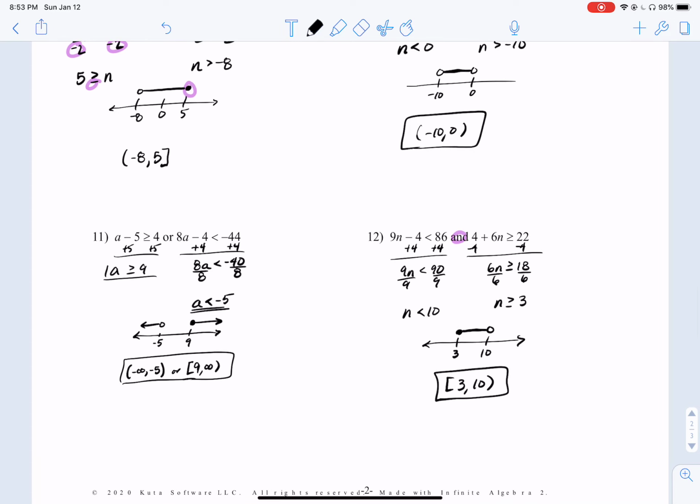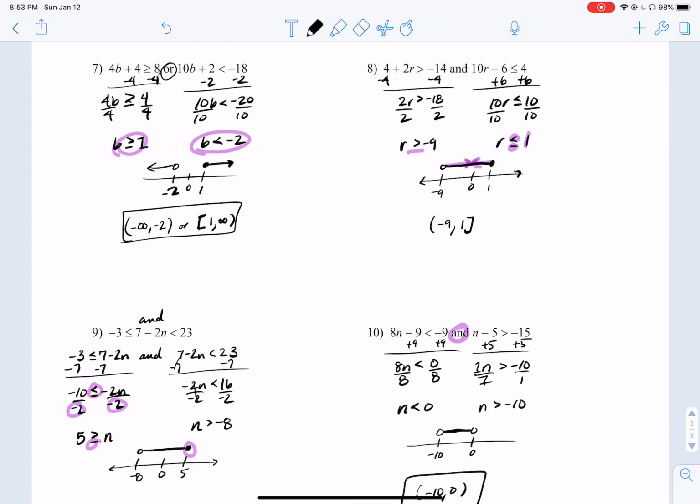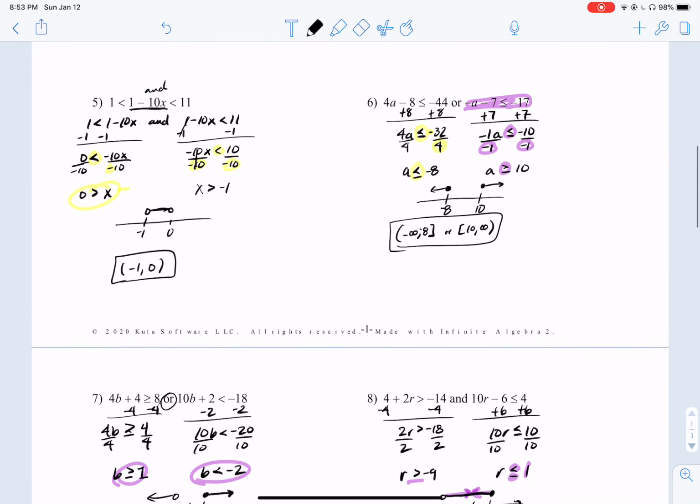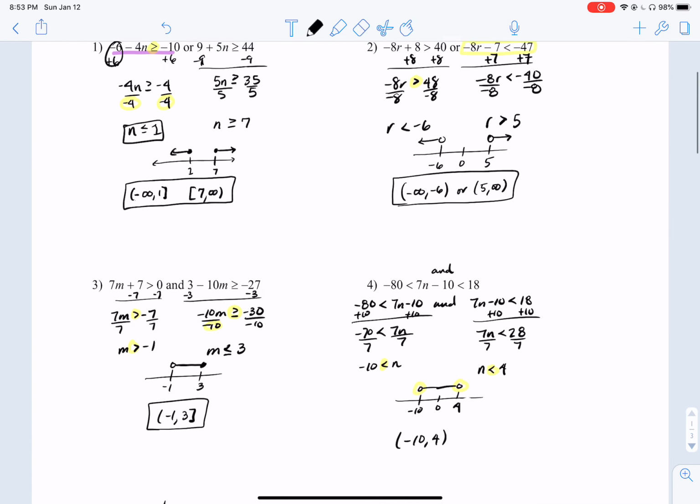So there you go. Again, as usual, the disclaimer is that you are simply checking your answers and not just copying the answers here, okay?